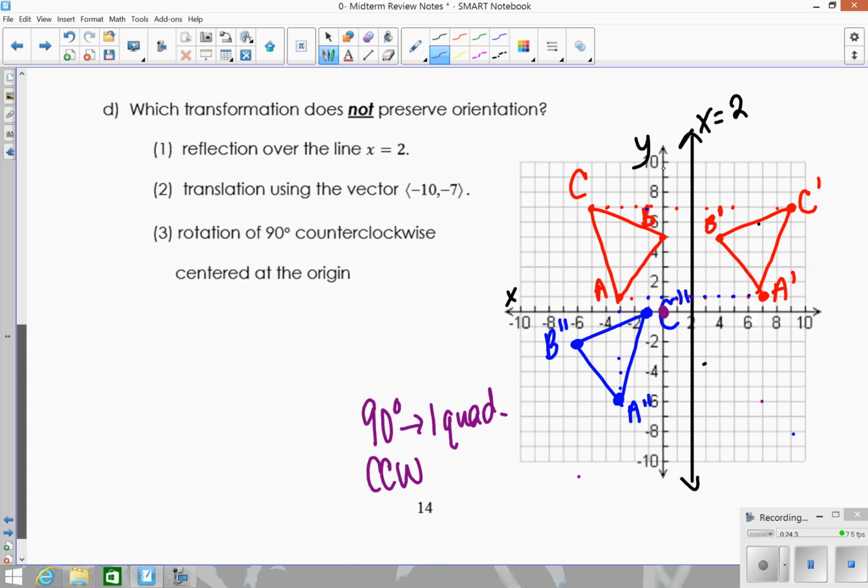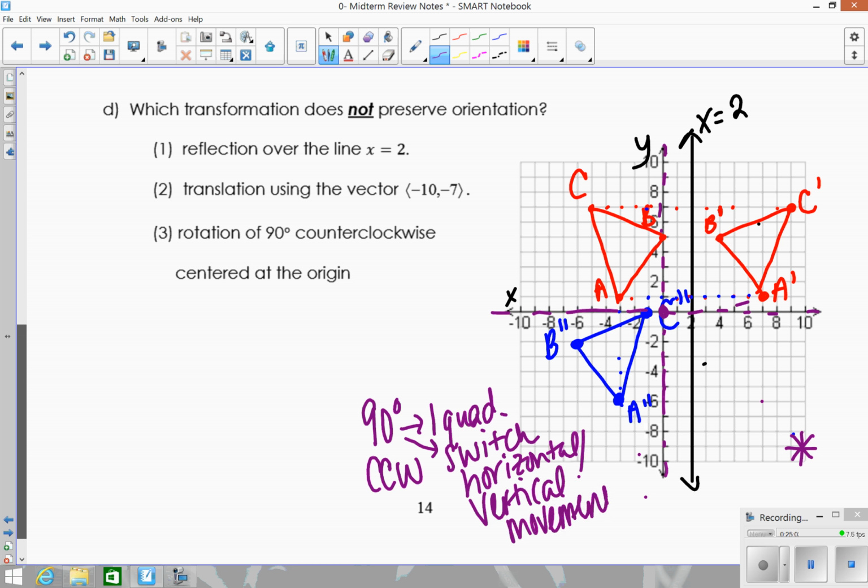So basically, this is my center of rotation, at the origin. So here's my quadrant I'm looking at. So I'm going to take these 3 points and they're going to move counterclockwise, so they're all going to end up over here. And since it's 90 degrees, it's one quadrant, but you also switch the horizontal and vertical movement. So what that means is, starting at the center, if I count to C, it's over 1. So instead of going over 1, I need to go down 1 from the center. So that's going to be C triple prime.